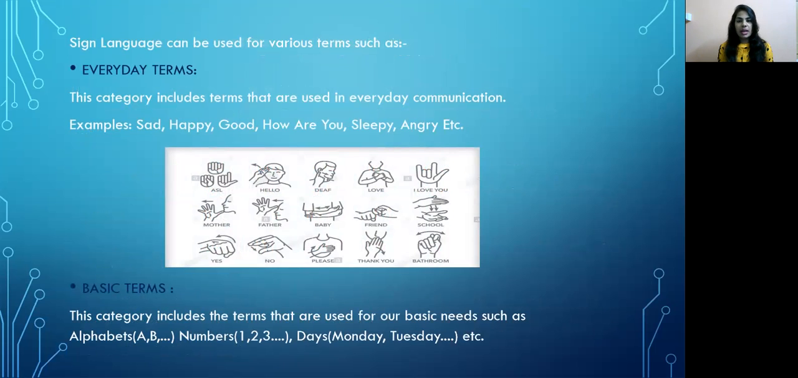Coming to different types of sign languages, sign language can be grouped into various forms. I have divided them into three different terms: basic terms, everyday terms, and emergency terms. Everyday terms. This category includes the terms that are used for everyday communication. Examples are to represent happy, sad, to ask how are you, sleepy, etc. The picture shows the various gestures performed to indicate the same. Second category is basic terms. This category includes the terms that are used for our basic needs, like numbers to indicate alphabets, etc.